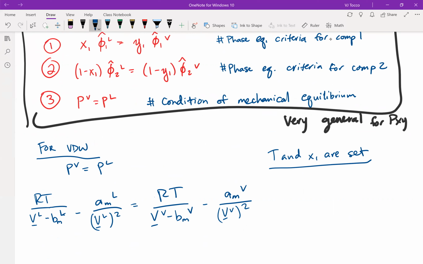I have to now solve for the molar volume of the liquid. So how do I get that from the van der Waals equation of state? Well, I have to solve for it. That becomes something I have to solve for. So most of these equations have hidden things in them that you have to solve for.